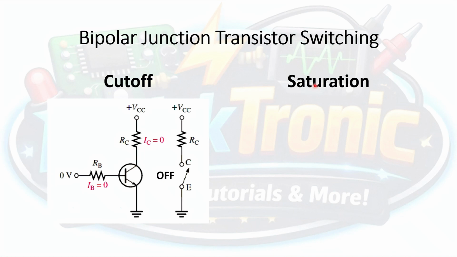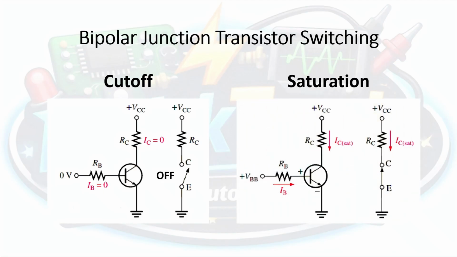Now, when is the transistor in its on state? Let's take a look at the saturation region of a BJT. A transistor is in its saturation state when the following things happen, and it's illustrated here on the diagram on the right. Here you can see that we have a base voltage now applied to the transistor. And if that base voltage is large enough to produce a base current that will put the collector current in saturation, the transistor is acting like a closed switch.